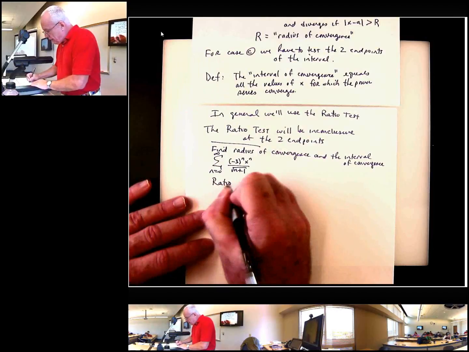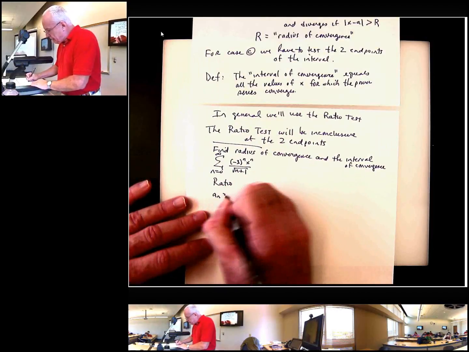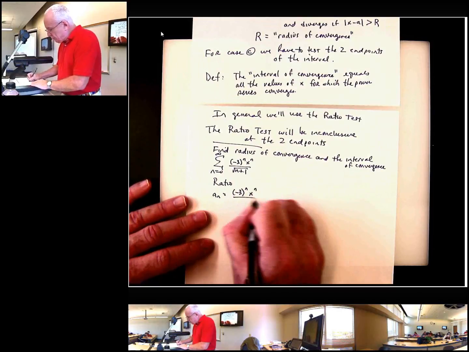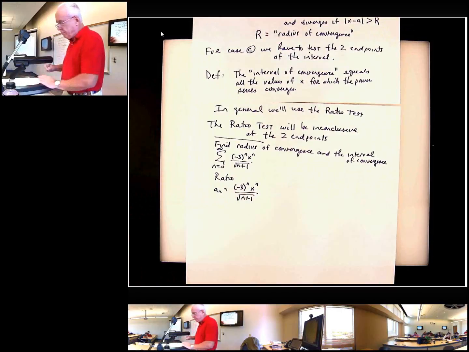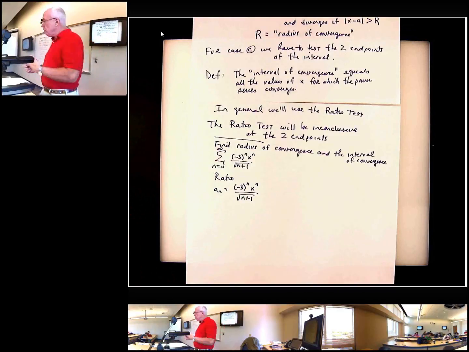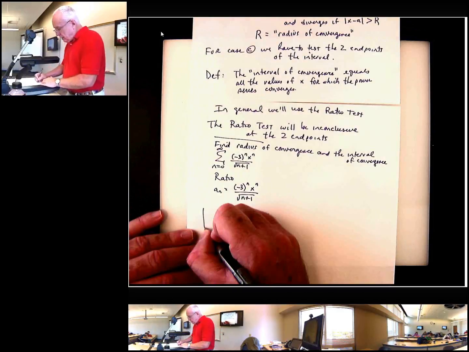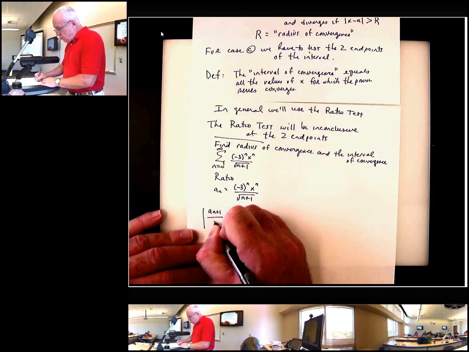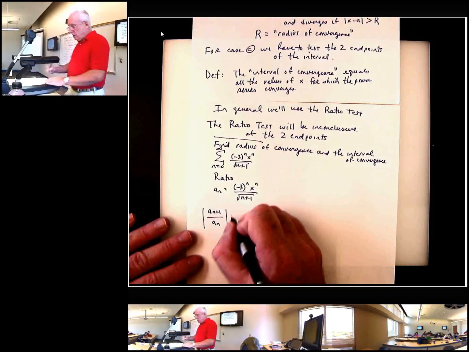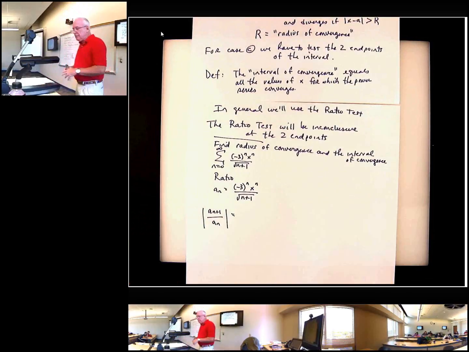And so our a sub n is the minus 3 to the n, x to the n, over the square root of n plus 1. All right. Just like with the other examples, we look at the quotient, a sub n plus 1 over a sub n, absolute value. Every place there's an n, let's put an n plus 1.